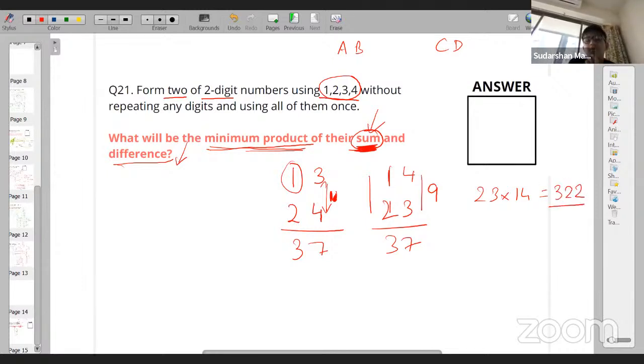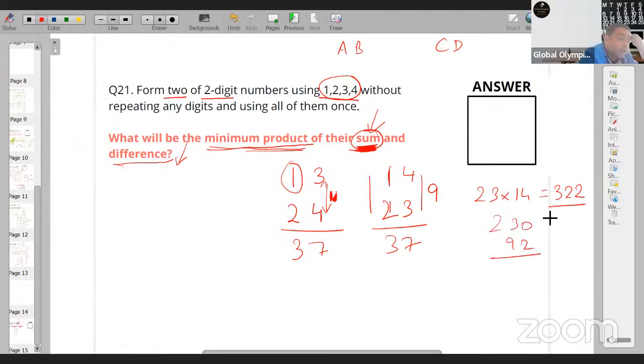230 plus 92, correct. So you will get 322. In this case, understand this. You have 24 into 13. Now let's look at this: 240 plus 24 into 3 is 72. What do you get? You get 312.